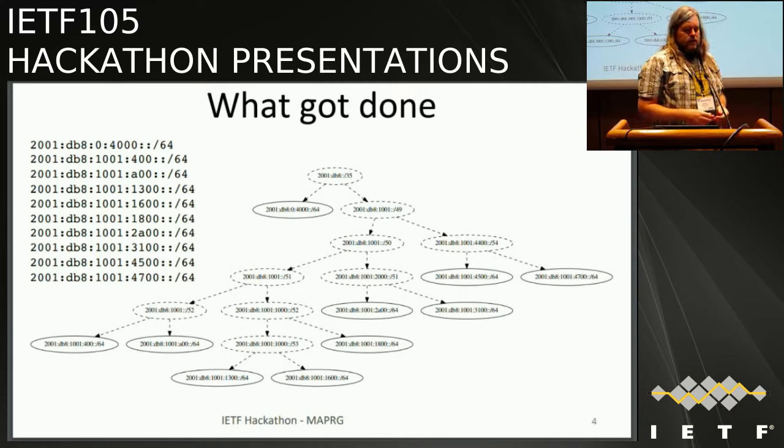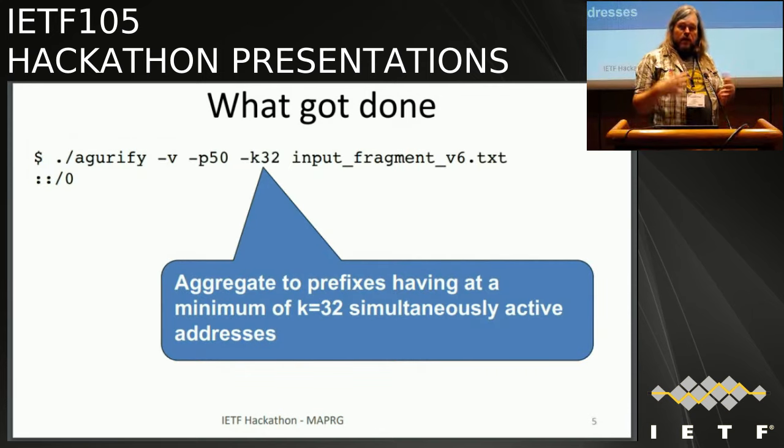So what we got done. Imagine you have a set of active addresses. Here are 10 IPv6 /64s, and you can punch them up into one of these trees that are commonly used. It's kind of like a routing table. So we put them in the tree. The leaf nodes are all those active addresses, and then we run some operation, which I call Agurify, which aggregates them in some useful way based on your selection criteria.